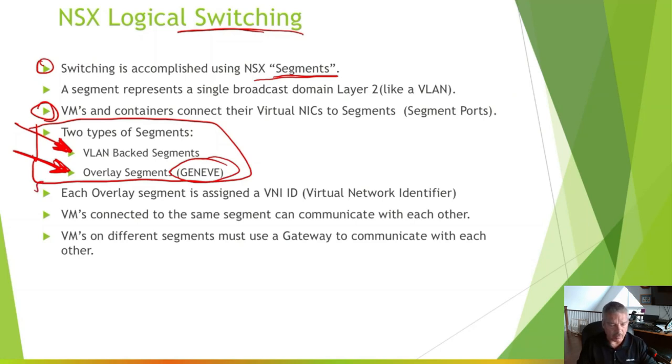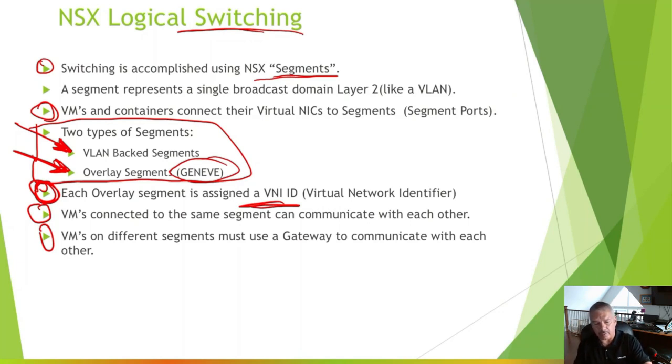Now, each overlay segment is assigned a VNI ID, a virtual network identifier. Think of this as a VLAN on steroids. This is how we identify traffic from one segment to another. Oh, it's got this VNI ID. So all these guys are on the same segment, or if they're different VNIs, they're different segments. VMs connected to the same segment can talk to each other. I mentioned that. VMs on different segments can't talk to each other. The only way they can do that is to go through a gateway, right?